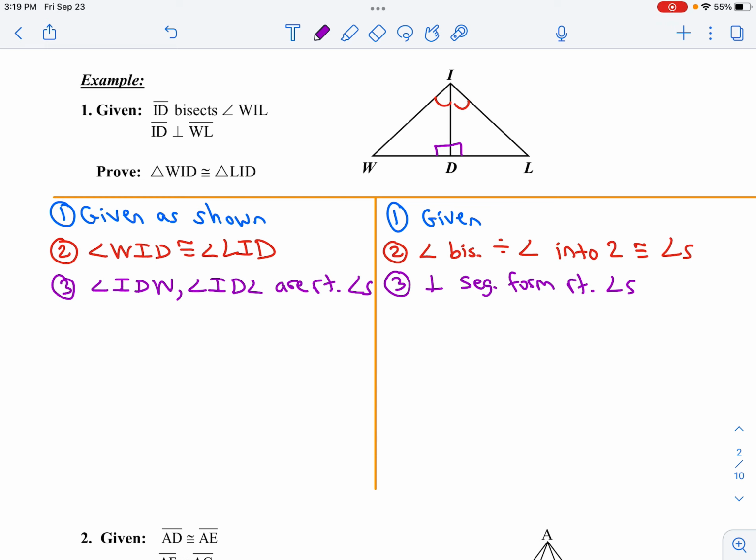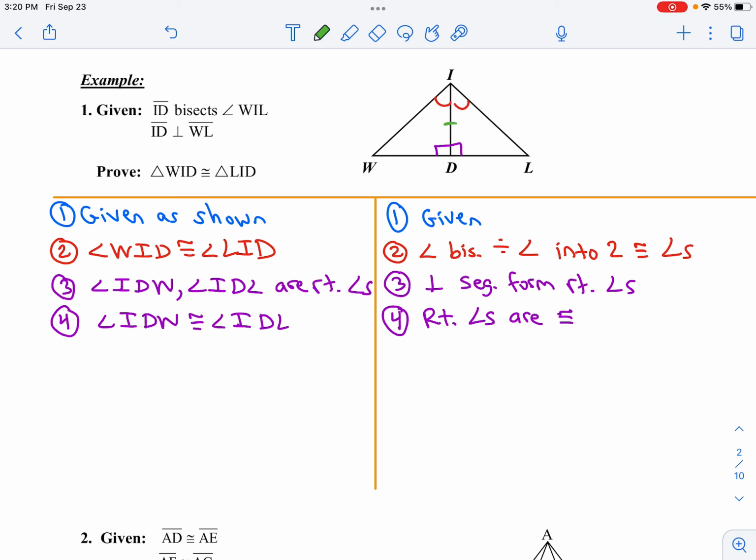And I'm going to go ahead and keep it the same color because then we already have the tick mark on the picture. Angle IDW is congruent to angle IDL. And so here we go again. No more if-then. We're just going to say right angles are congruent. That's our theorem from 1.4. So we have red angles, we have purple angles. We need one more congruence.